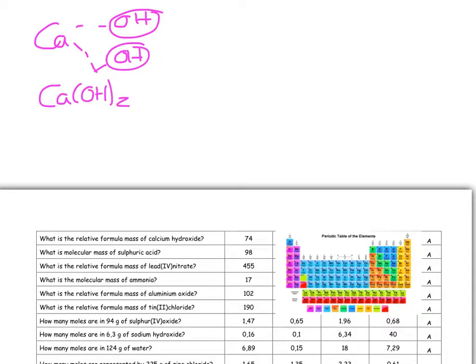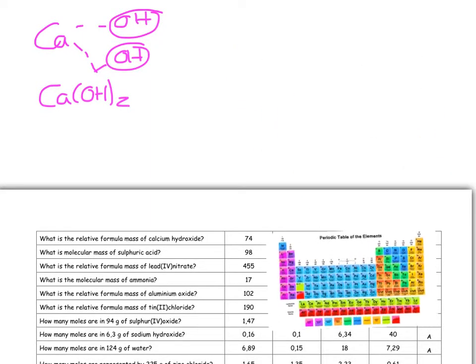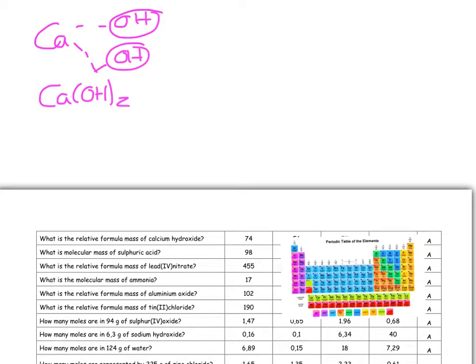So that is going to be, if I take a look at the periodic table over here, I can see that calcium has got a molar mass of 40. And that means that I can say 40 plus oxygen has got a molar mass of 16 and hydrogen 1. So that's going to be 17 times 2, which is 34, because it's 16 plus 1, 16 plus 1, and that turns out to be 74.